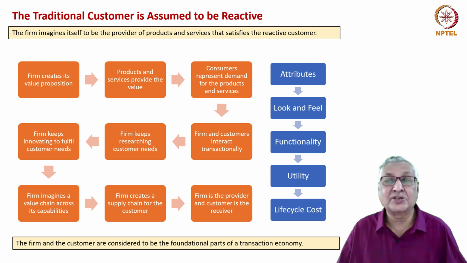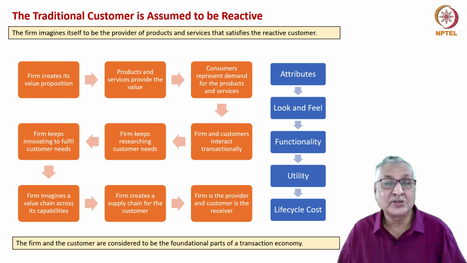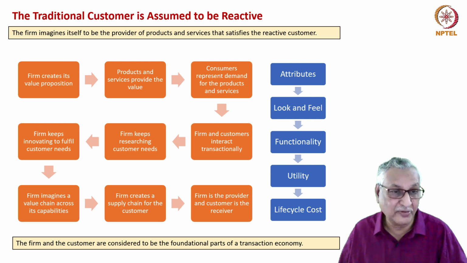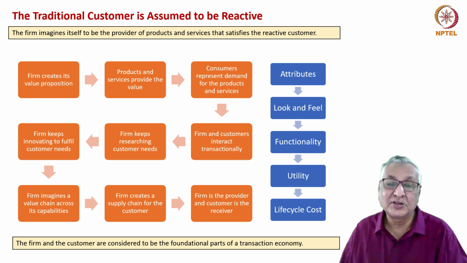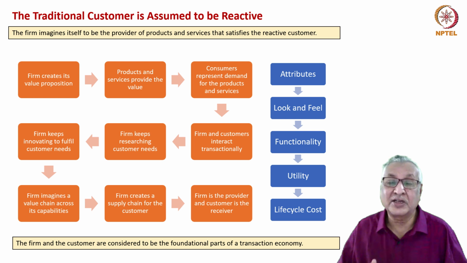The traditional customer is assumed to be reactive. That is, the firm thinks that it is the provider of products and services and it satisfies a reactive customer. A reactive customer is one who looks at the product or services and buys the product because it matches the need. So, in this schema, you have the firm creating its value proposition, then products and services provide the value, consumers represent the demand for the products and services. Firms and customers interact transactionally, and this interaction happens in the marketplace.